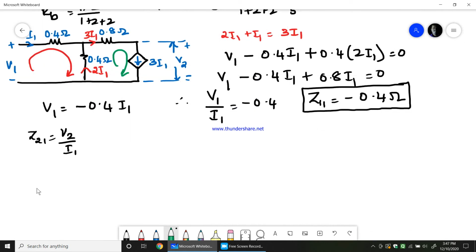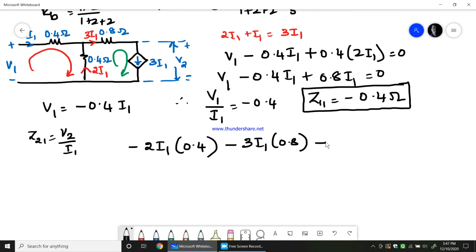So it is minus 2 I1 into 0.4 minus 3 I1 into 0.8. The voltage across this is nothing but V2, so minus V2 equals 0. Or else I can add all these things and see what I get. Anyway, minus or plus equal to 0, right? If you take all plus also, nothing wrong in that.